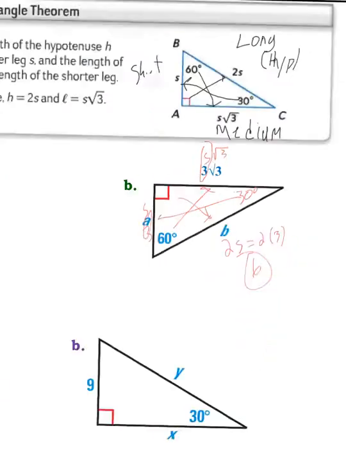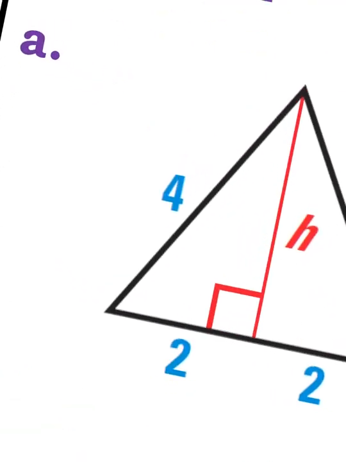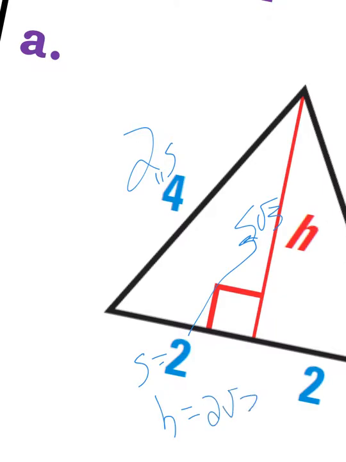And that's it for the first two. This one, you try. What do you think this is? I have 4 here, I have 2 there. What's the relationship? Well, 4 is twice the value of 2. So the 2s side has got to be 4, the s side has got to be 2. I'm looking for the s square root 3. So if s is 2, I'm going to write a 2 right there. So h equals 2 square root 3. Done.